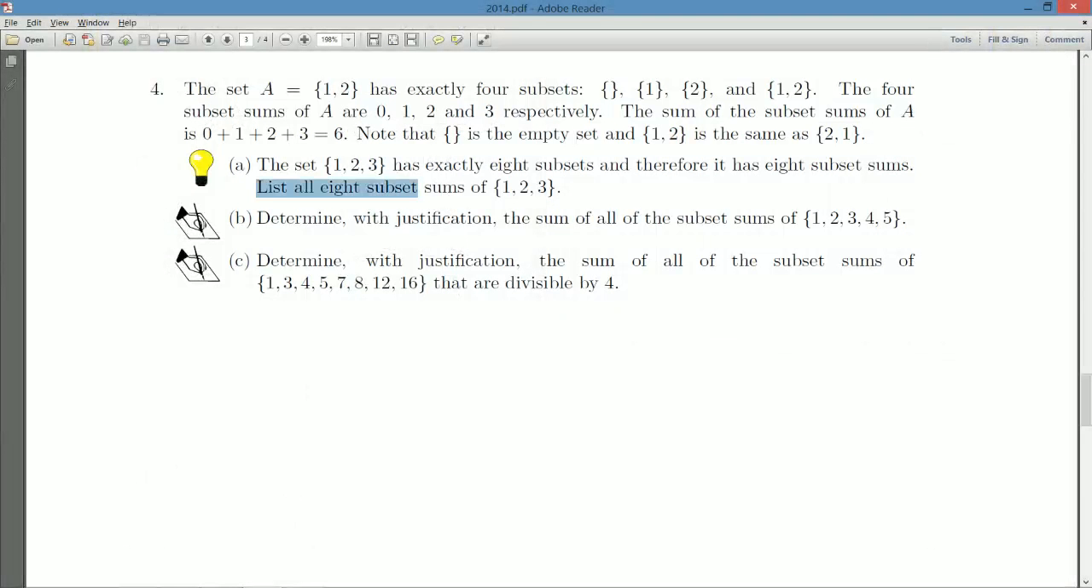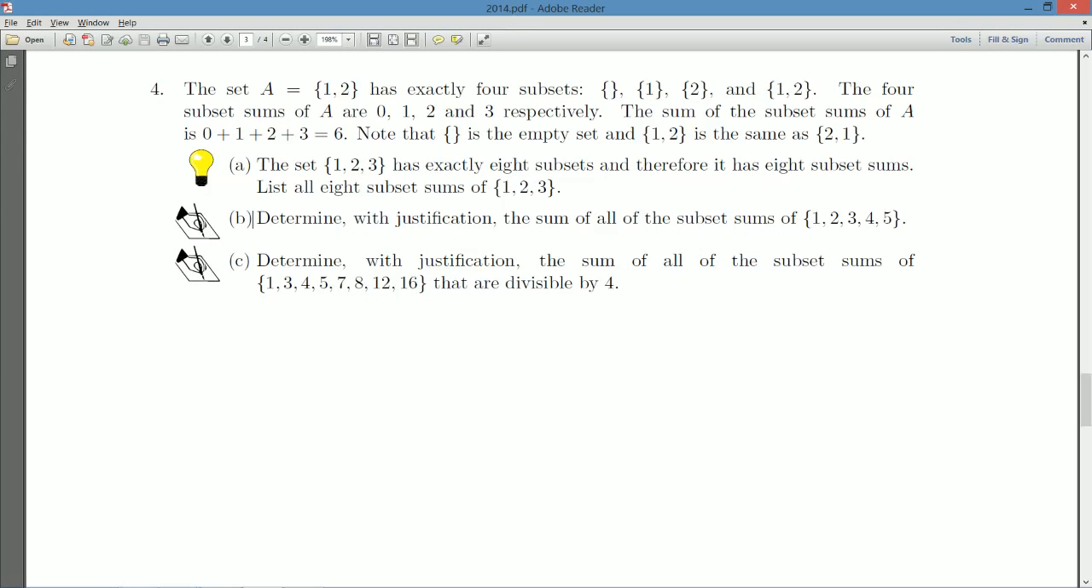Okay, so list all 8 subset sums. Well, we did more. We actually listed out all our subsets and then figured out the subset sums. That was A. How about B? Determine, with justification, the sum of all the subset sums of 1, 2, 3, 4, 5, that set. Okay.